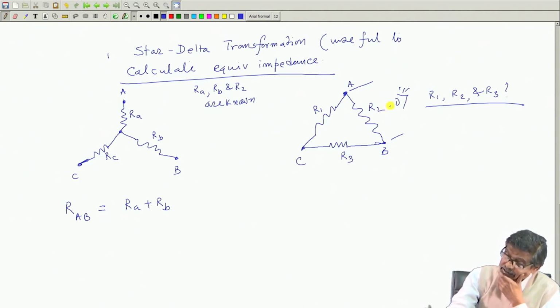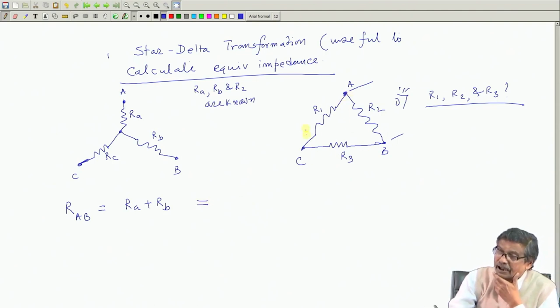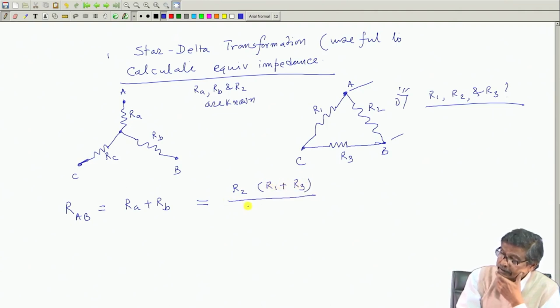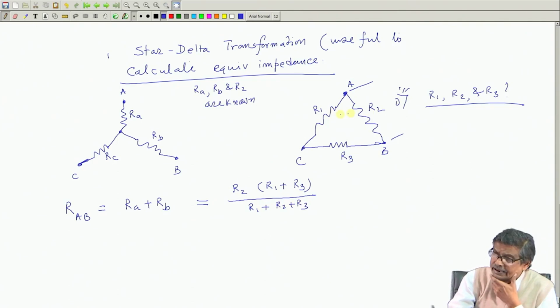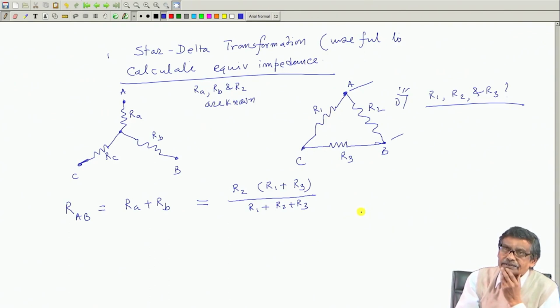Now, in this circuit this must be equal to this. R2 and R1 plus R3 are in parallel. So, I will write R2 into (R1 plus R3) divided by (R1 plus R3 plus R2), so R1 plus R2 plus R3. Mind you, this can be replaced by Zs, because Vs equal to Is into Zs, as V equal to IR. So, no problem. So, this is one equation.